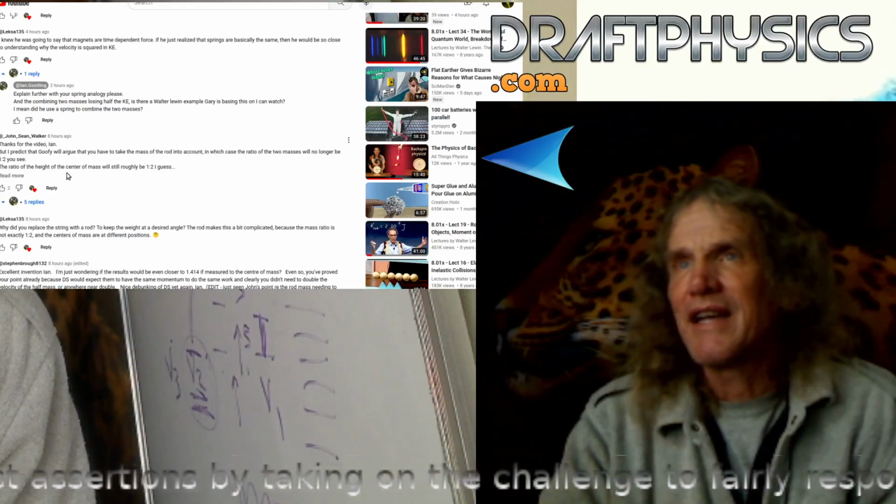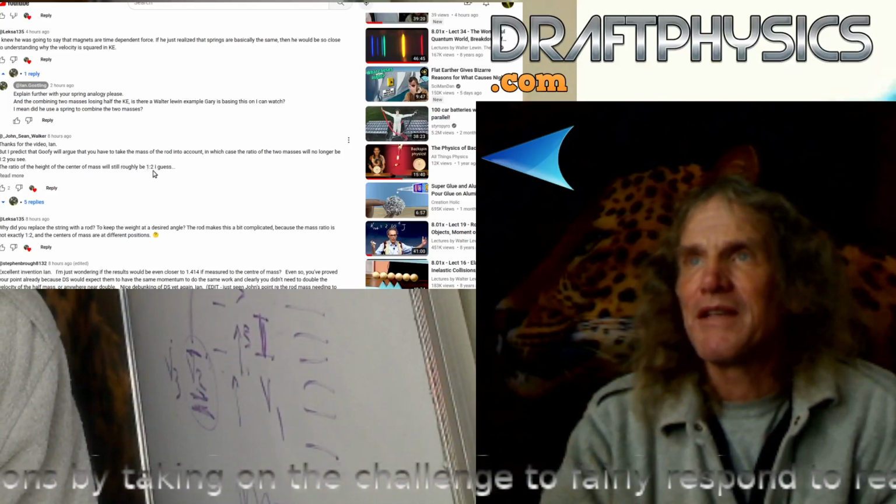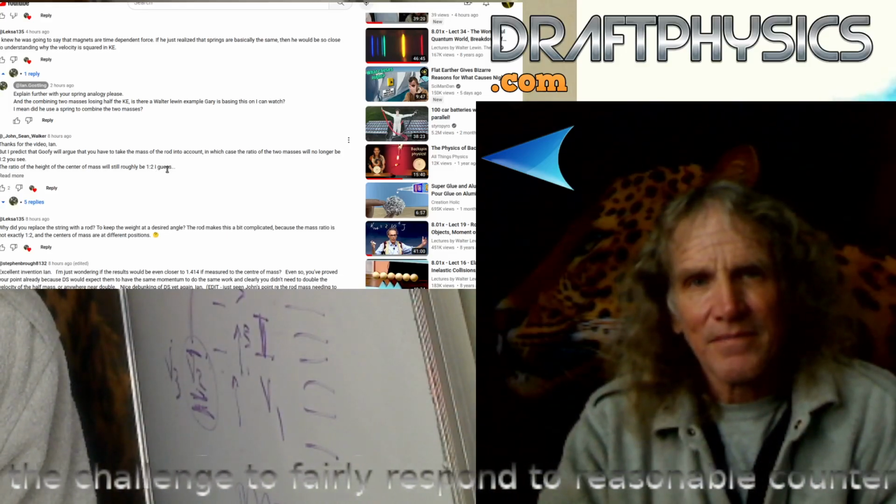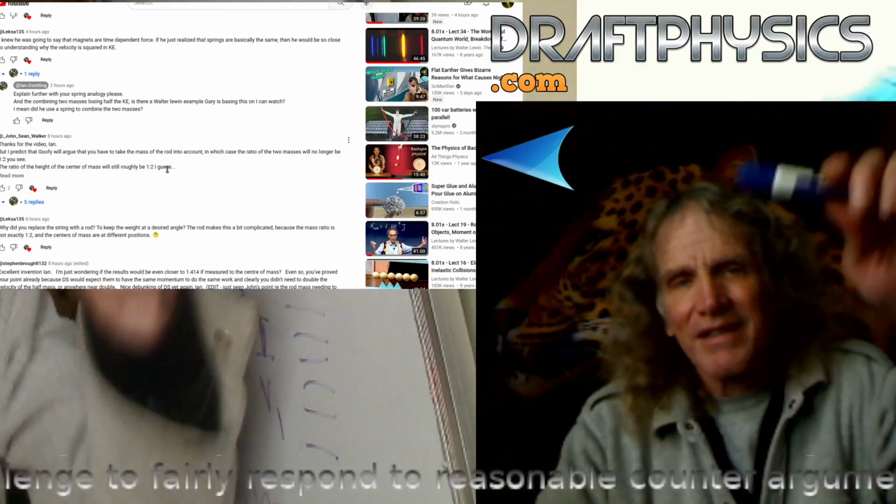The ratio of the height of the center of mass will still roughly be 2 to 1, I guess. Why would it be 2 to 1? The center of masses won't even be in the same place.